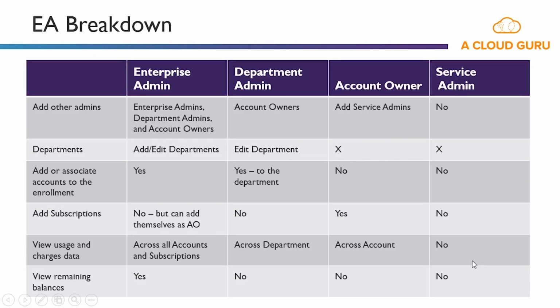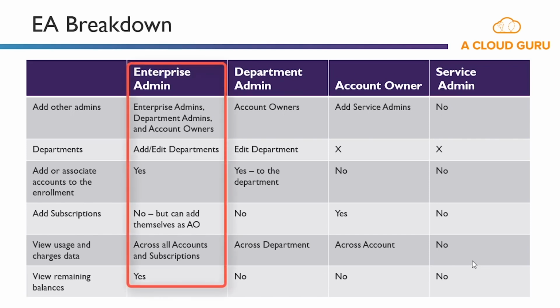If we break down the EA types of accounts for a moment and we look along the top, we have enterprise admin, department admin, account owner, and potentially a service admin as well. And if we look at the enterprise admin, they have the ability to add other admins, other enterprise admins, department admins, and account owners. They can add and edit departments, and they can add or associate accounts to the enrollment themselves. Can they add subscriptions? Well, no, but they could add themselves as an account owner, and that account owner could then create subscriptions.